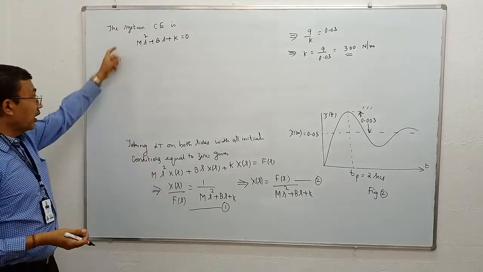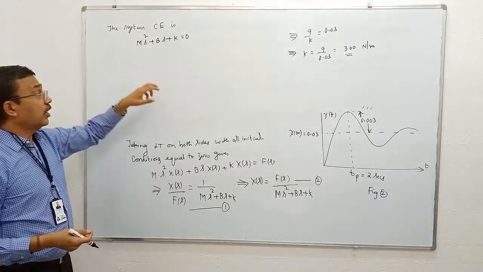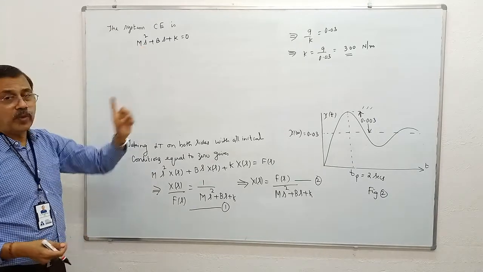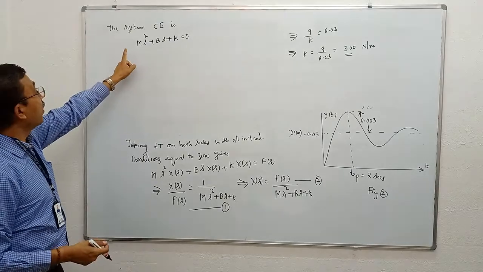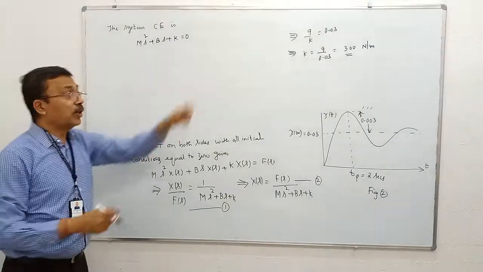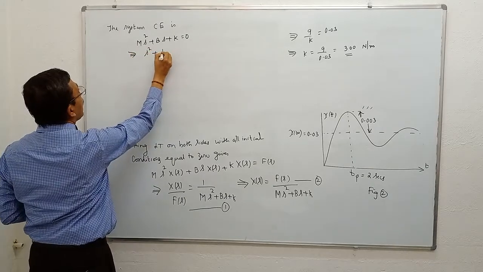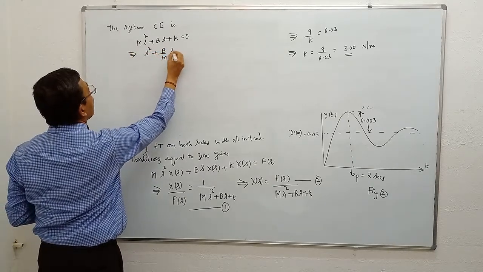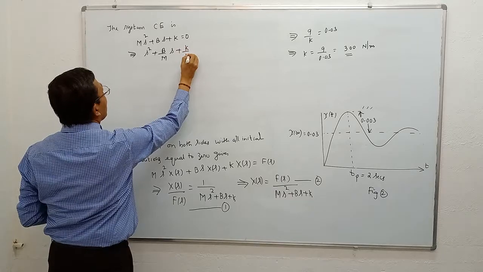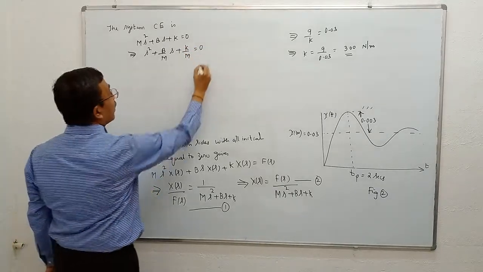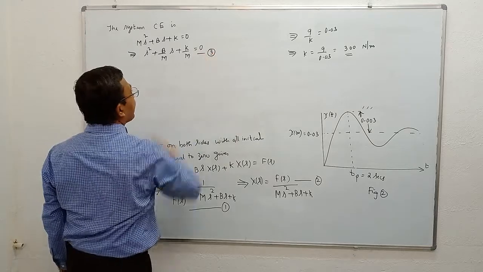In the system characteristic equation, the value of the coefficient of s square should always be 1. So I shall divide this equation throughout by m. So this implies s square plus b by m into s plus k by m is equal to 0. Call this as equation number 3.